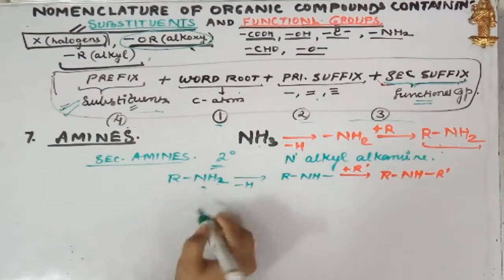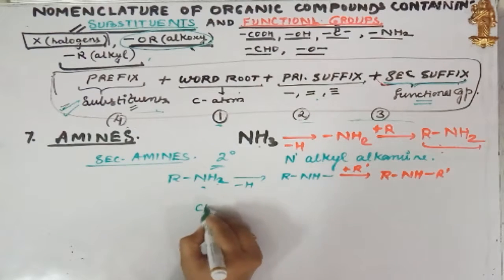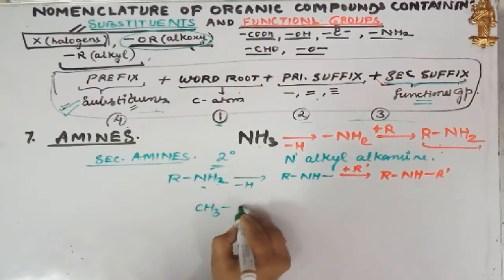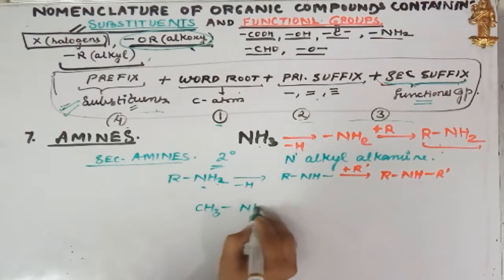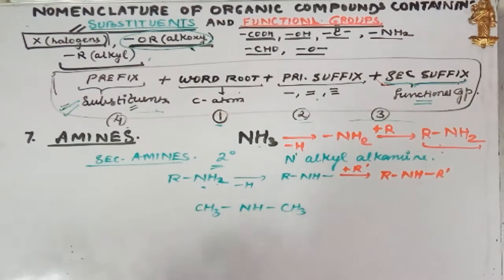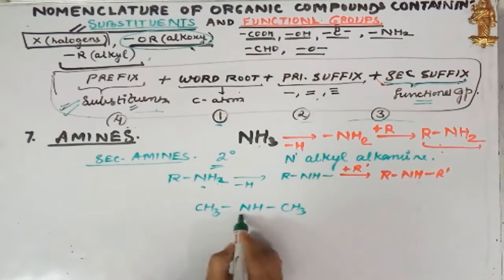I can write down one example here. Let us understand it by taking one example. CH3, NH and CH3. Here it was ammonia before.